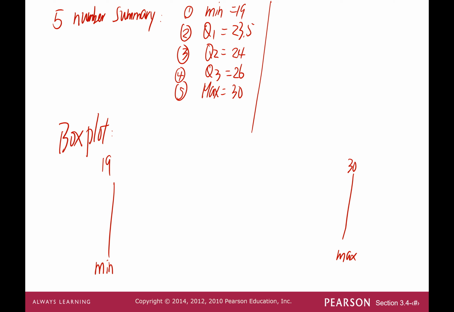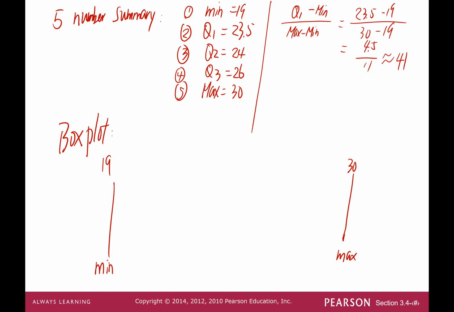So now let's compare. We're using quartile 1 minus minimum over maximum minus minimum. Okay. So quartile 1 is 23.5 minus 19 over the difference between the maximum and minimum, which is 11. So this is 4.5 over 11. Let's see what that is. And this turned out to be approximately 41%. So if you look at this, the whole distance between minimum and maximum is 100%, meaning quartile 1 occupies 41%. So it should be somewhere here.